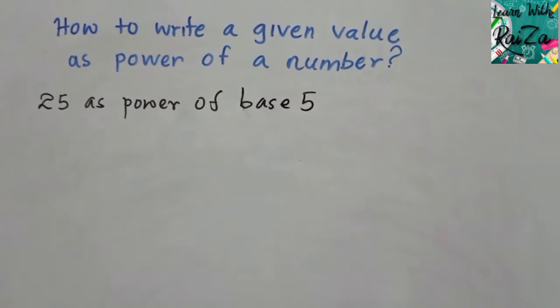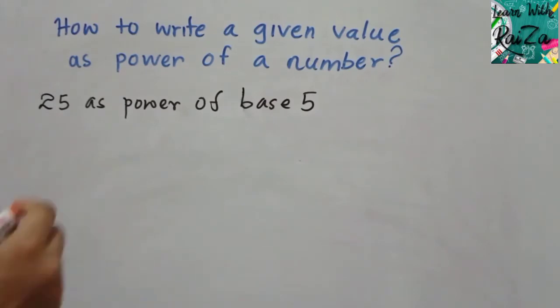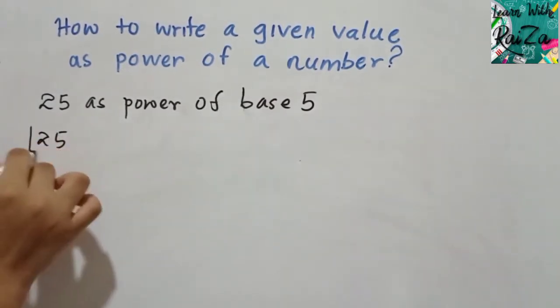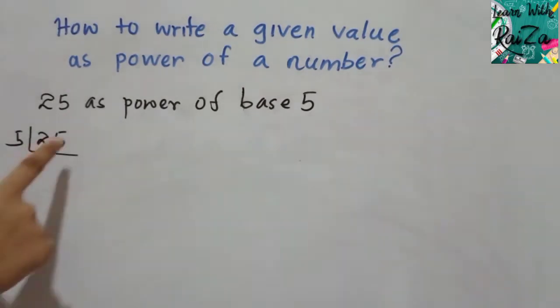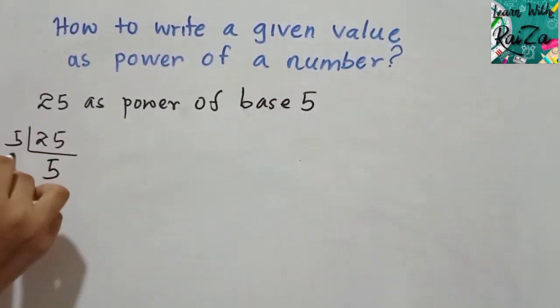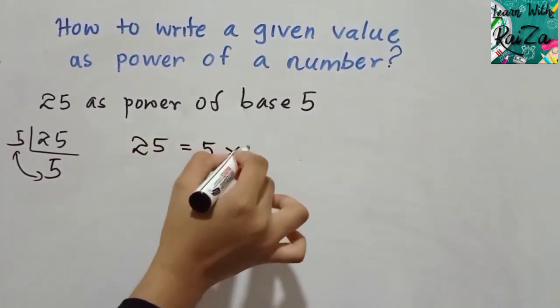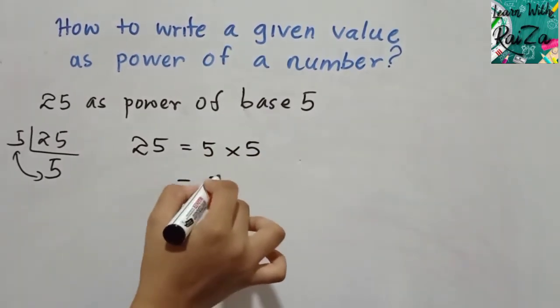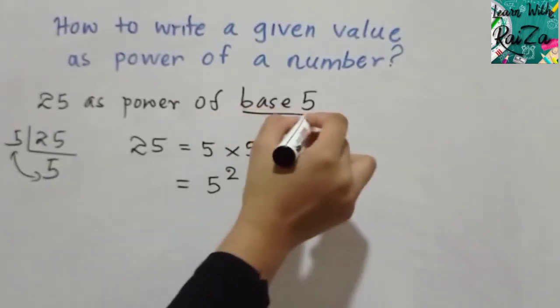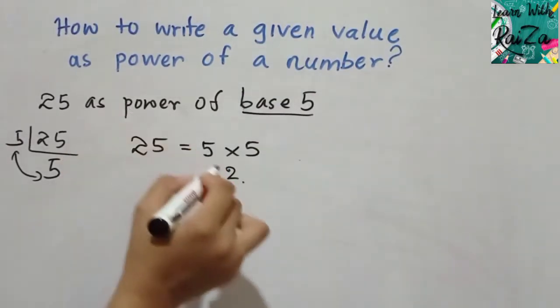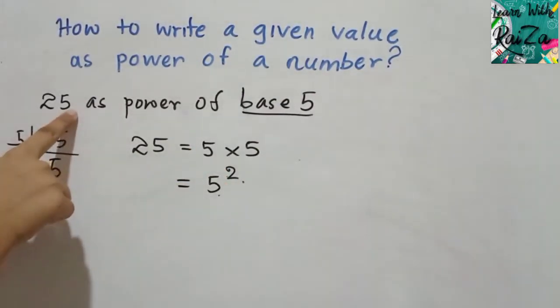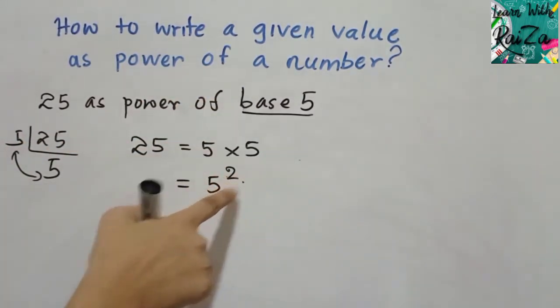So you know that the base is 5 means 5 times something should be. 5 times how many 5s we need? How many 5s do you need to make 25? Yes, of course it is 2 5s. Because 25 divided by 5, the short method, 25 has how many 5s? That is 5. So 5 times 5 is 25. So I can write 25 is equal to 5 multiplied by 5, which is equal to 5 to the power 2. So you can see that the base is 5, power or the index is 2. So we wrote 25 as a power of base 5.